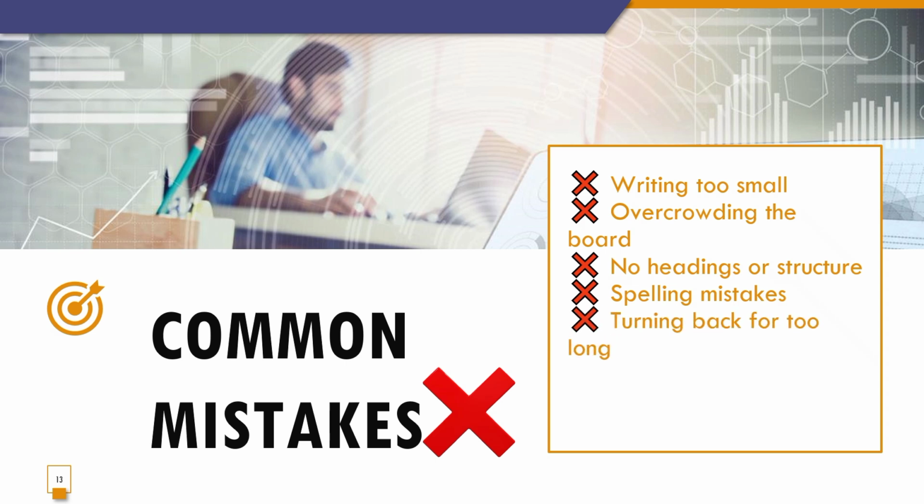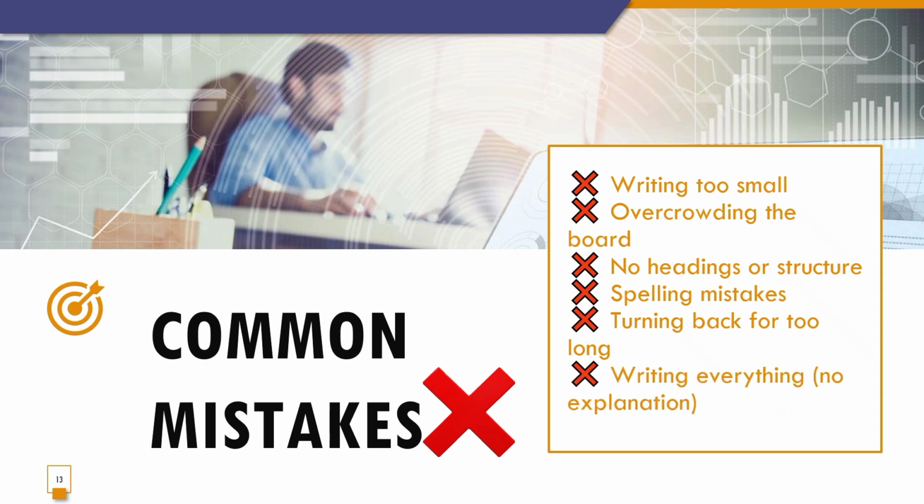Then, turning your back for too long. It breaks eye contact with students. So you have to be very careful about this. It also reduces engagement and classroom control. So be careful that you do not turn your back for too long. You have to follow this: write, turn, and then explain.